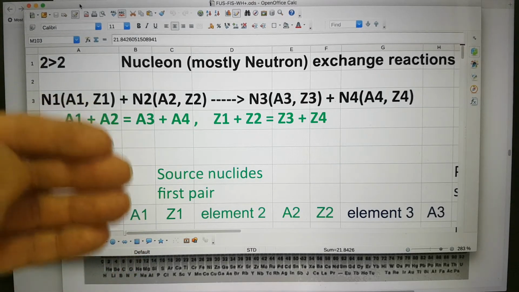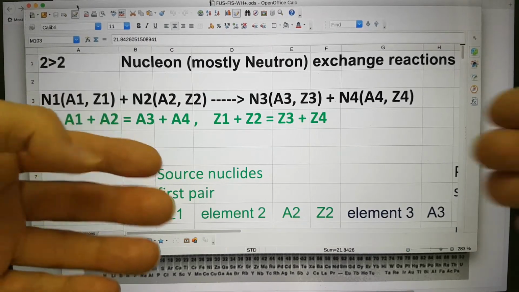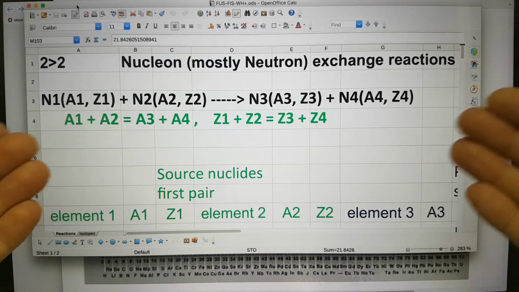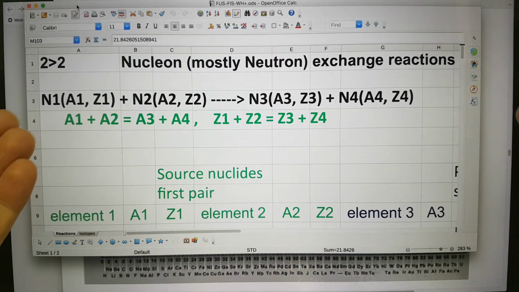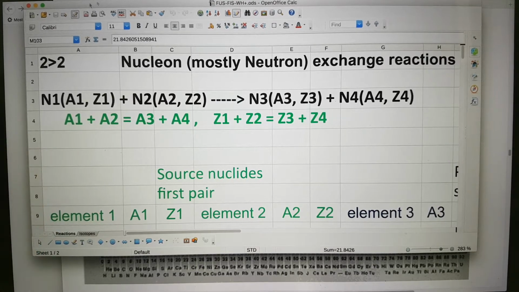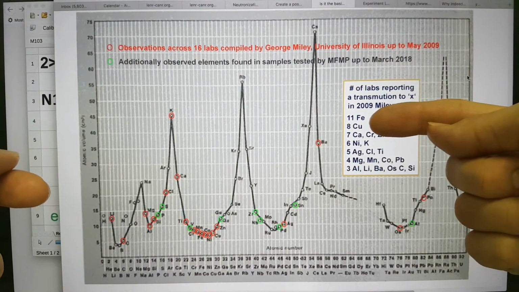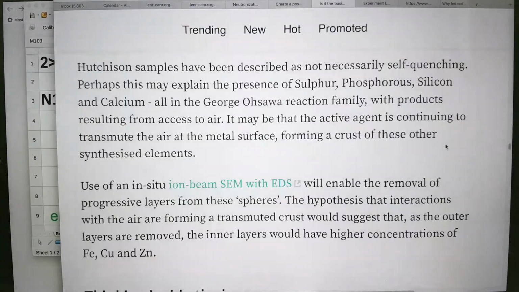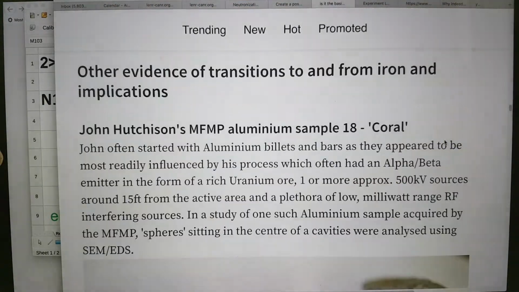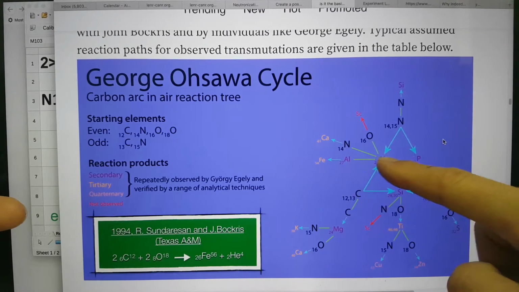They won't generally be putting, say, single isotope nickel in there, for instance, or single isotope, I don't know, titanium. They could put single isotope aluminium in because it is single isotope, so that's very common. And in fact, one of the most common ways to get to iron is to combine two aluminiums. That's 2 aluminium-27, and that leads you to iron-54. So this is the George Ohsawa reaction table.